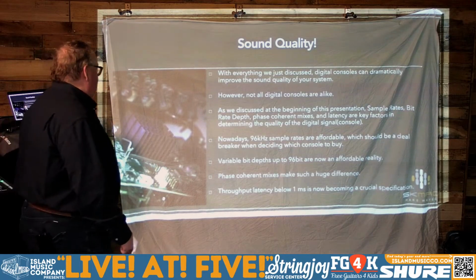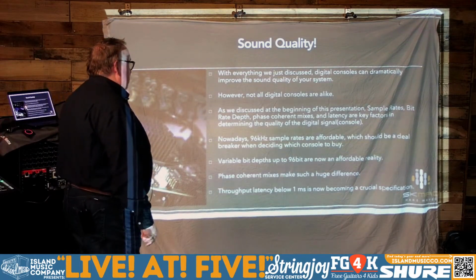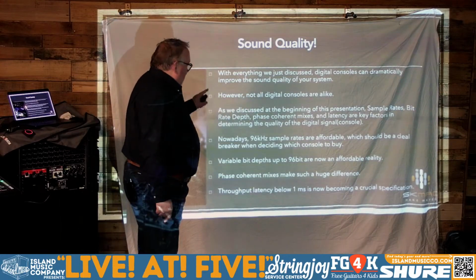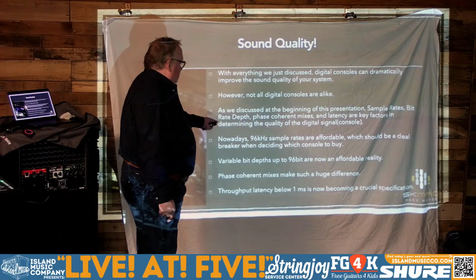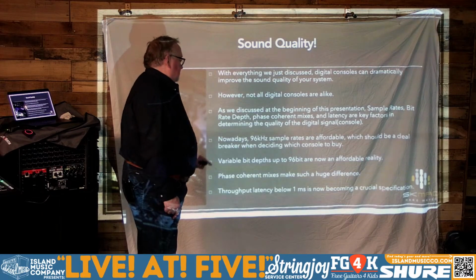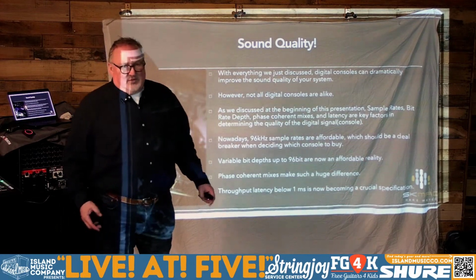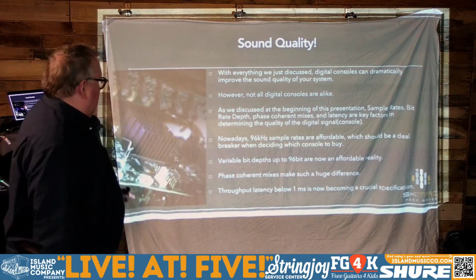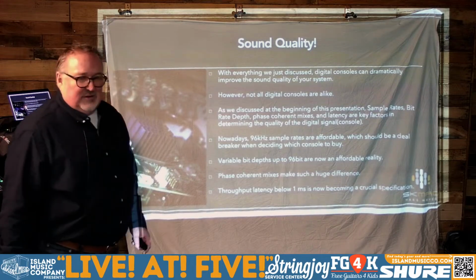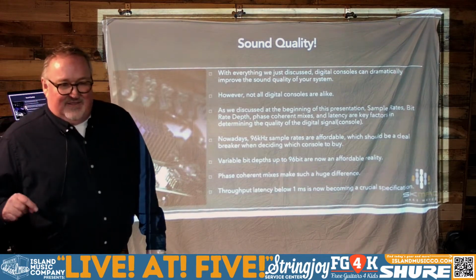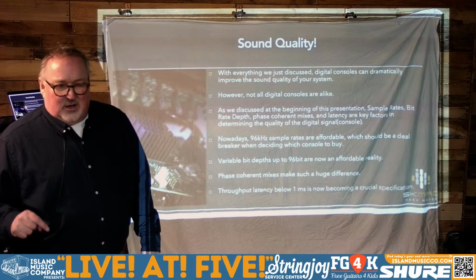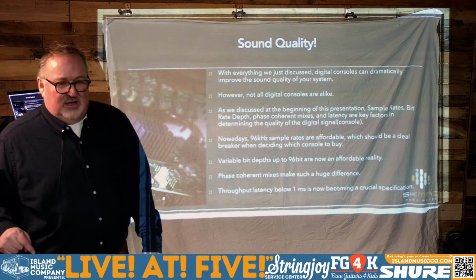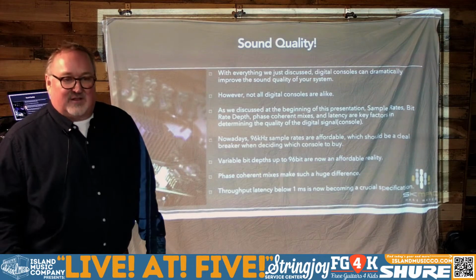Another thing, and again, phase coherent mixes, latency, these are all key factors. But the things that should be deal breakers to you are, you should be buying a 96K console. You should be getting as much of the largest or deepest bit depth you can get. Phase coherent mixes, I told you before, that makes a world of a difference. And there are very few consoles under $15,000 other than Allen and Heath that even offer that.